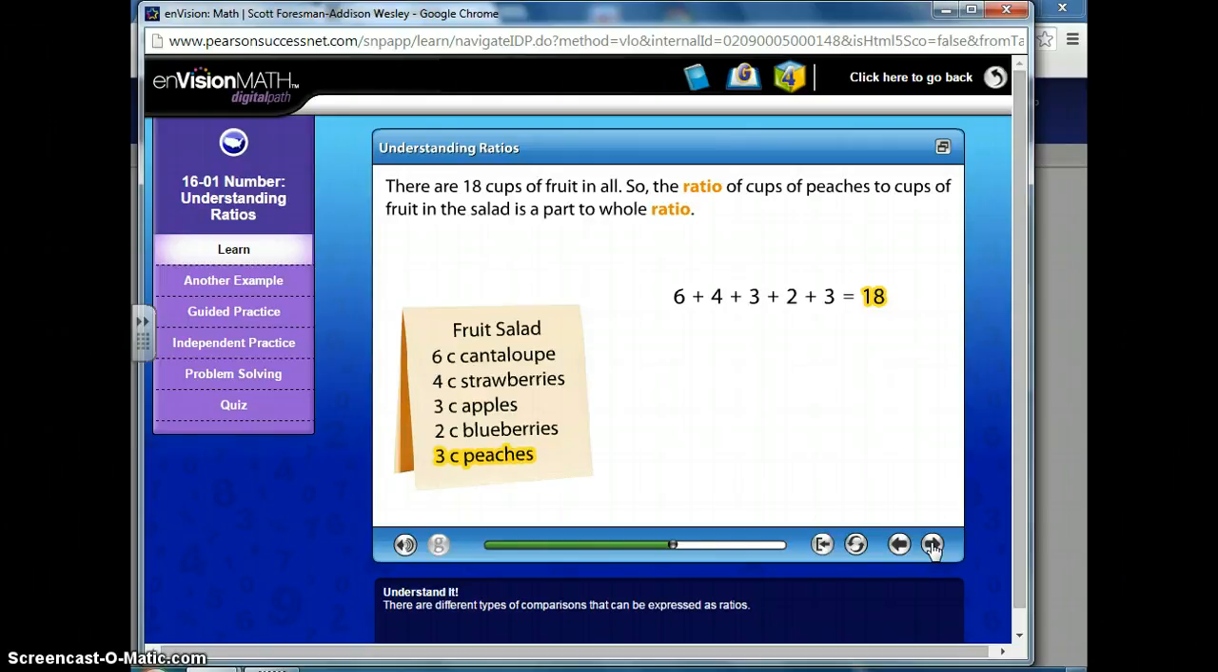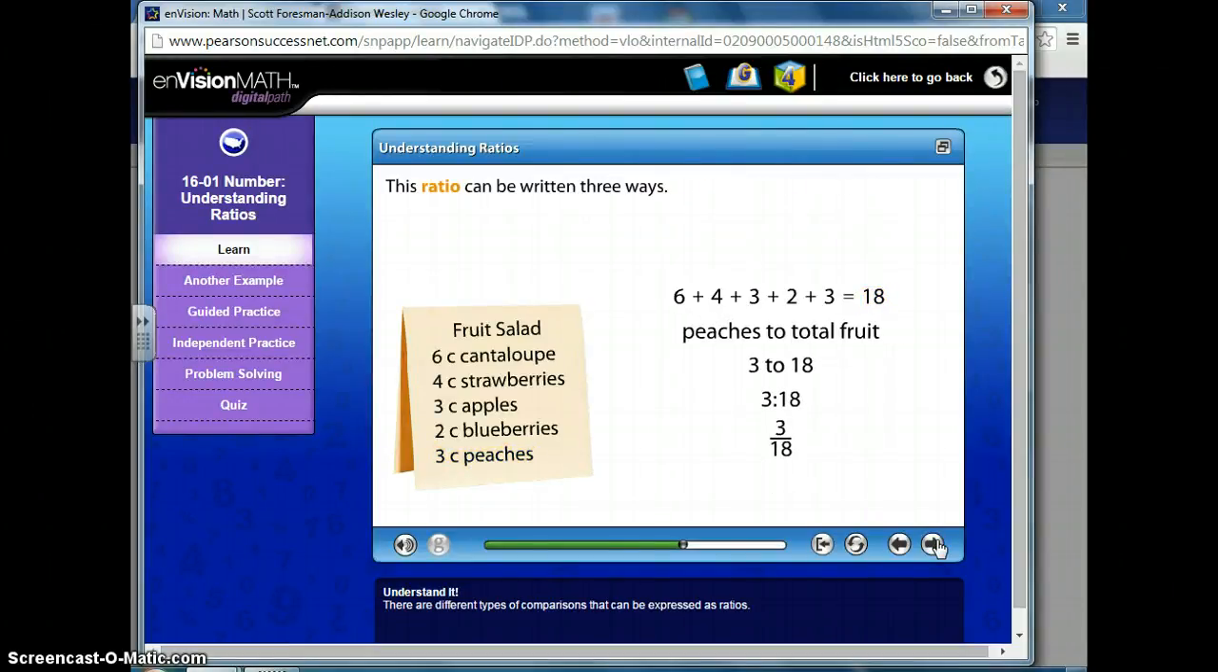So the ratio of cups of peaches to cups of fruit in the salad is a part to whole ratio. Okay, so they want peaches, and because they listed peaches first, we're going to say the ratio is 3 to 18. This ratio can be written 3 ways. Is this in simplest form, this ratio? No, it is not.